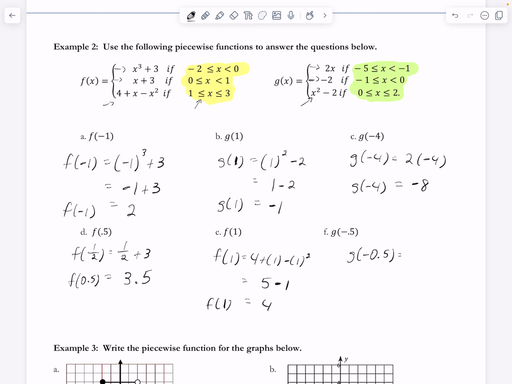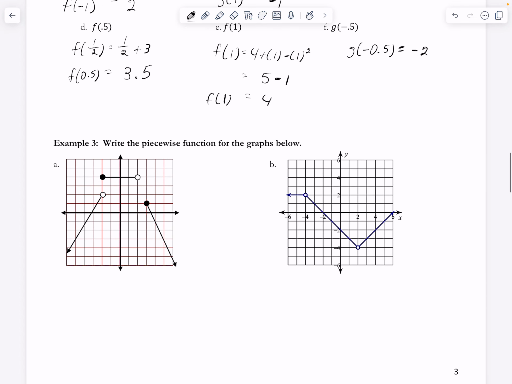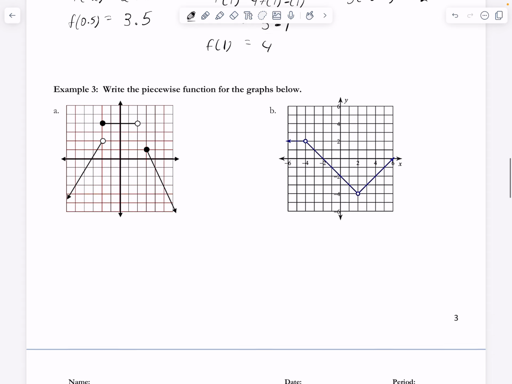And that one doesn't actually have an x to plug into. So if you use that part, your y value will always be negative 2. All right, let's do our last example where we actually are given the graph of a piecewise function and they want us to actually write it.